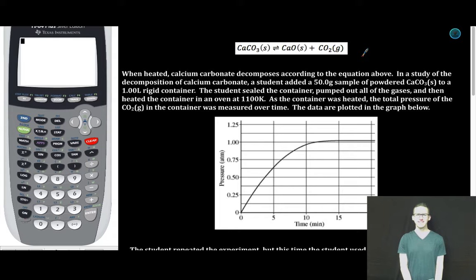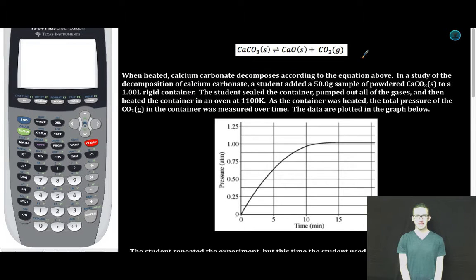When heated, calcium carbonate decomposes according to the equation above. In a study of the decomposition of calcium carbonate, a student added a 50.0 gram sample of powdered calcium carbonate to a 1.00 liter rigid container. The student sealed the container, pumped out all of the gases, and then heated the container in an oven at 1100 Kelvin. As the container was heated, the total pressure of the carbon dioxide gas in the container was measured over time. The data are plotted in the graph below.